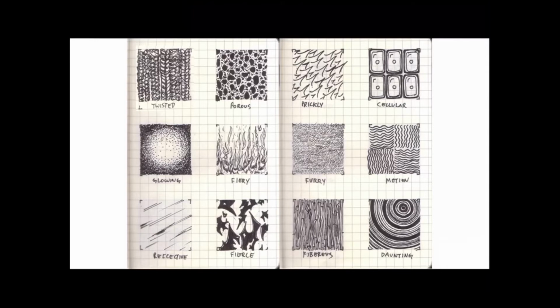Fibrous and daunting. I like that word, daunting. And I think we're going to actually do, so I don't know if you saw in the outline, I'm going to be kind of pushing things back a little bit because we don't have supplies yet. But I think we're for sure going to do a pattern and texture project on Monday. And it's going to kind of look like something like this.